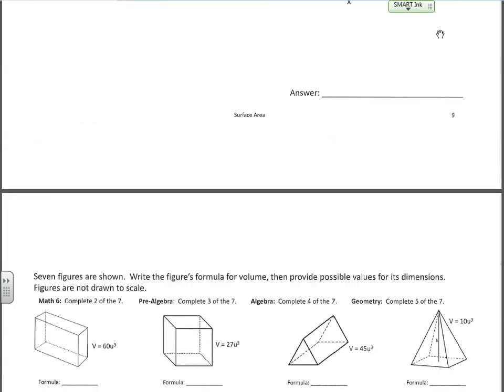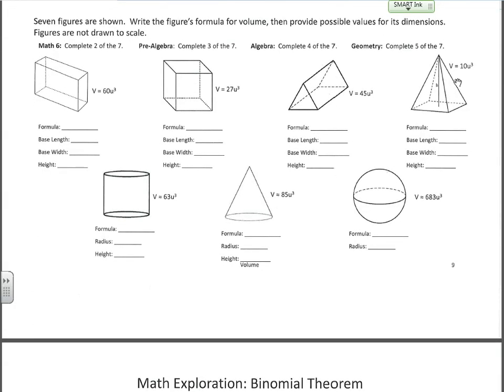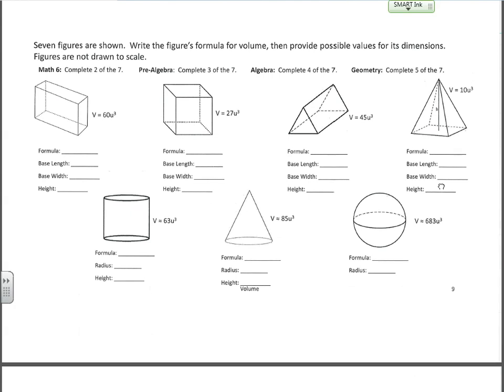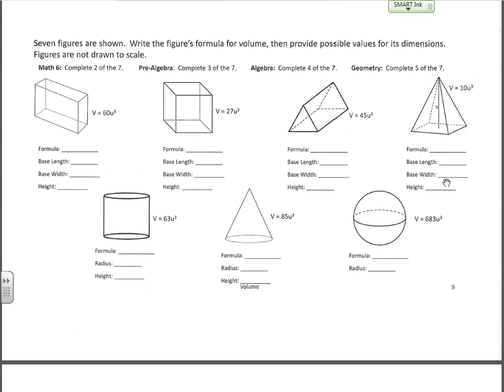Moving on to the Magnificent Seven, the 7 solids that we've talked about so far this year in packets 1 through 7. The idea behind this is the same thing that you did in packet number 8. I give you the volume of the figure. You need to write the formula and then give me potential side lengths that would give me that volume.